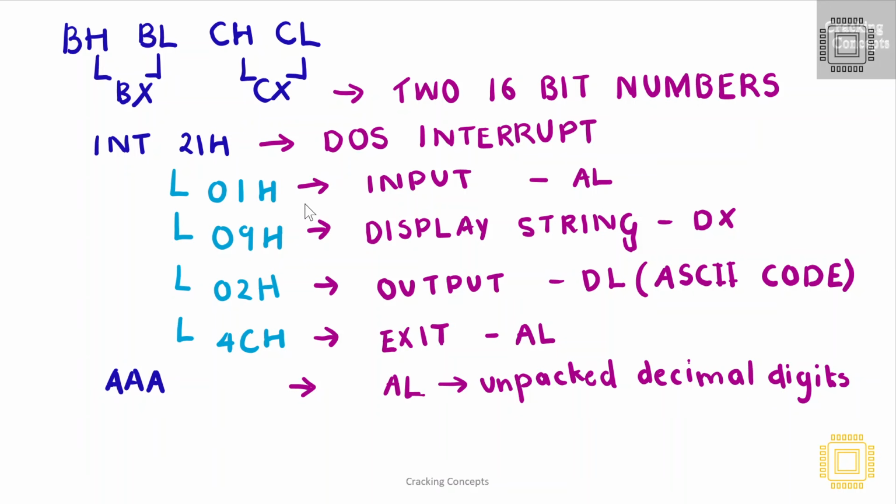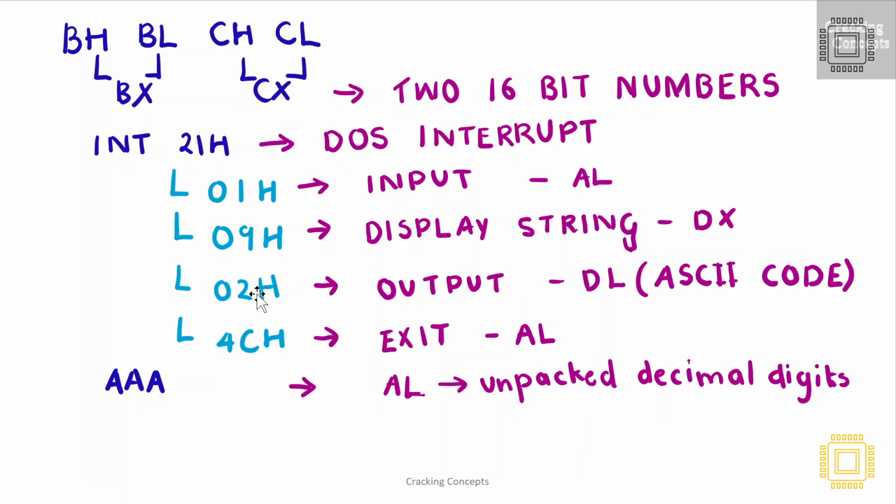Here the function code 01h stands for inputting a character from the keyboard and echoing it on the display. So that character will be stored in the register AL. Function code 09h sends a string of characters to the display, and the offset of the string will be stored in the register DX.